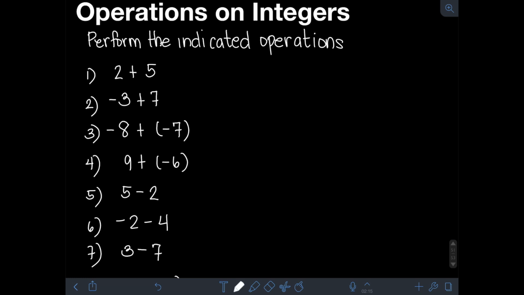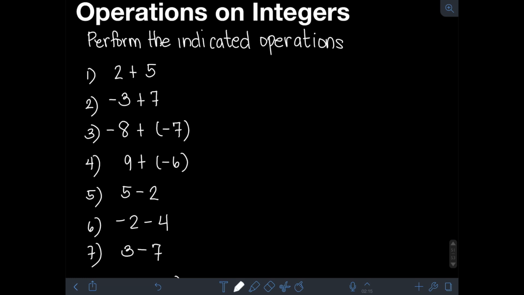So, for the first one, we have 2 plus 5. So, ang rule natin kapag mag-a-add tayo ng integers is kapag like signs, i-add natin yung numbers or yung absolute value ng numbers. Kapag unlike signs naman, isusubtract natin yung absolute value ng dalawang numbers and then gagayahin natin yung sign ng mas malaking number dun sa dalawa. So, pag sinabing absolute value, i-disregard natin yung sign. So, parang lagi nating i-consider as positive.